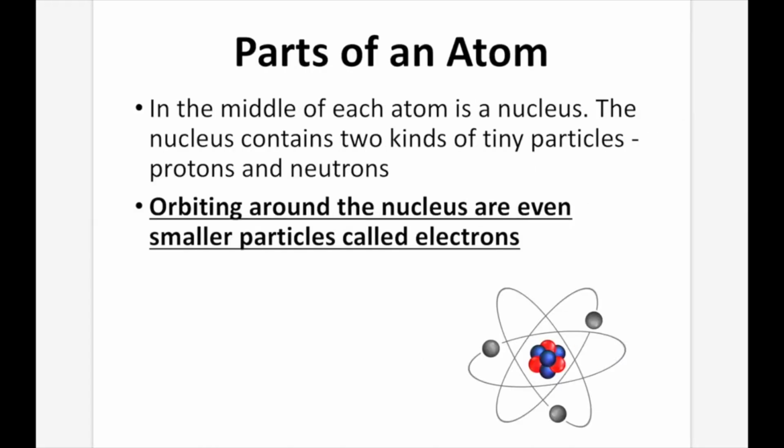Parts of an atom. In the middle of each atom is the nucleus. That's this guy right there. The nucleus contains two kinds of tiny particles, protons and neutrons. Orbiting around the nucleus are even smaller particles called electrons, and that's these gray guys right there.